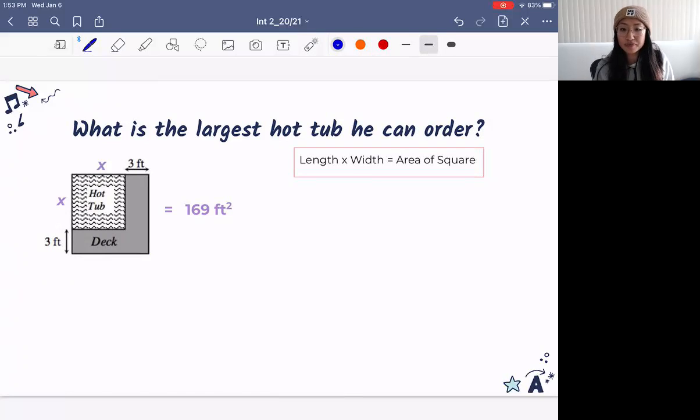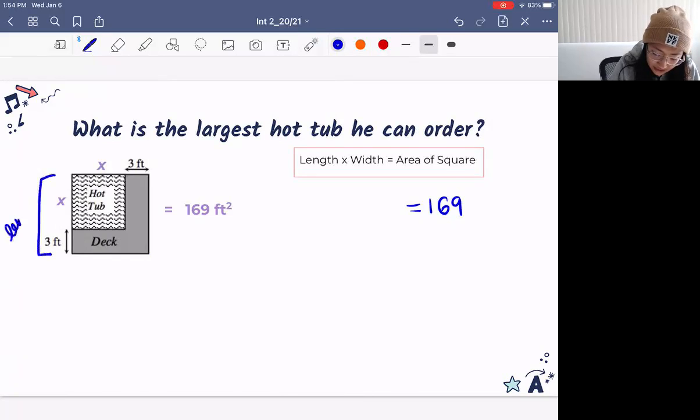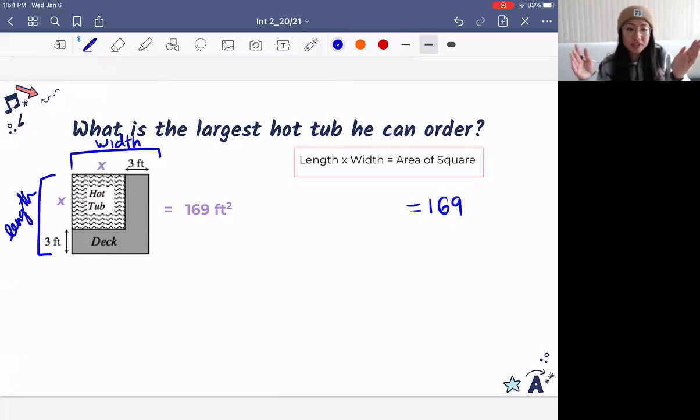Then we're going to take that information and fill it out. We technically do know the length and the width, and we also know the area of our square. We don't know the area of the hot tub, so we might as well look at the area of the whole backyard, which is also a square. So the area of our square here is 169 feet squared. And what about the length and the width? We're going to use the whole length of the backyard and the whole width of the backyard, and to find the whole length, you just add the two values together, and the same with the width.